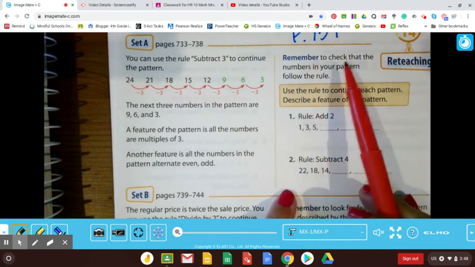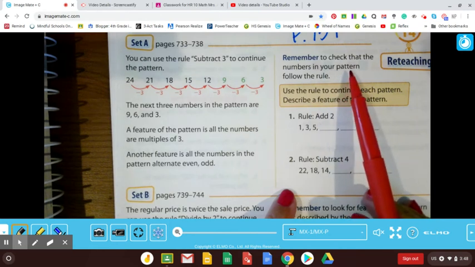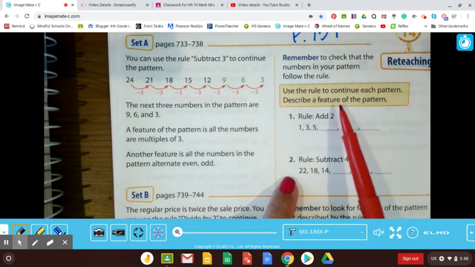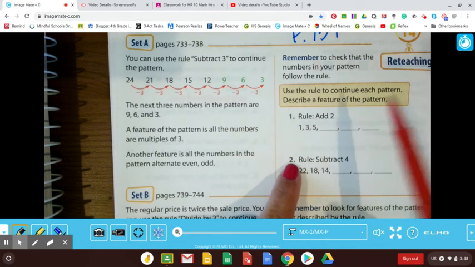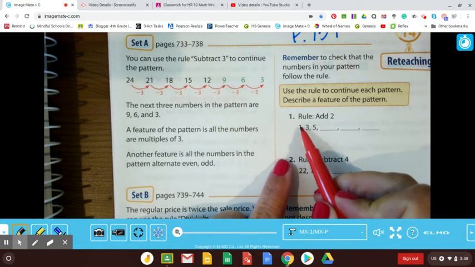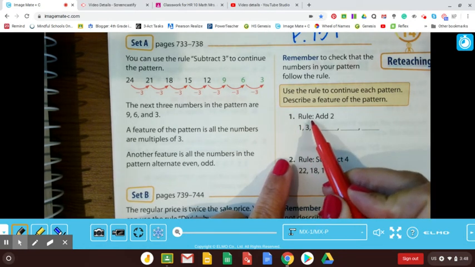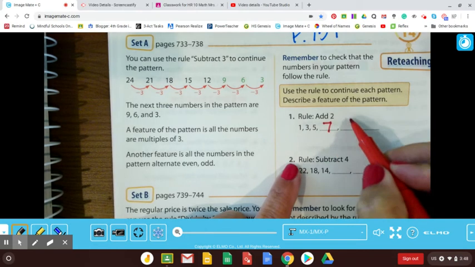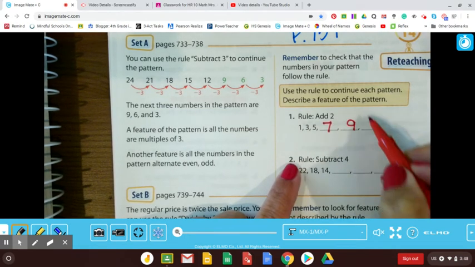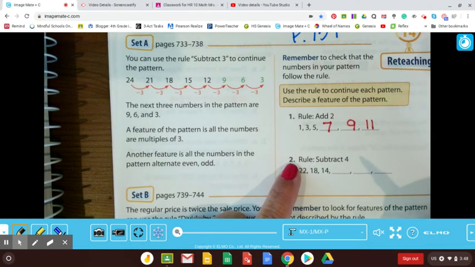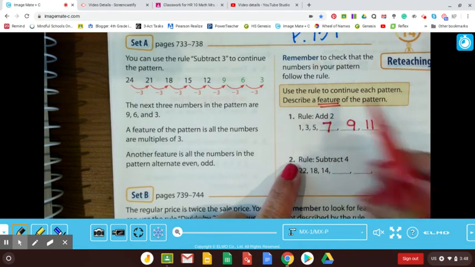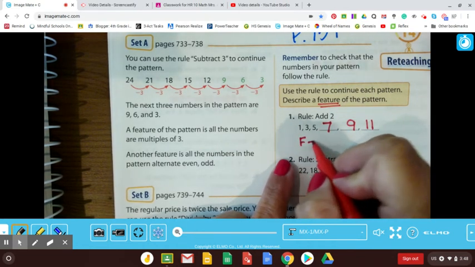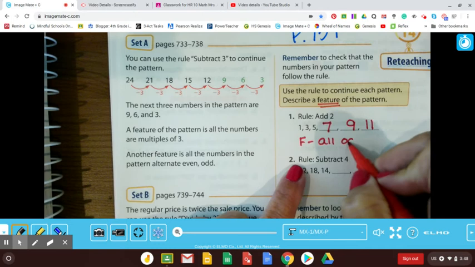All right, so now it's our turn to try it out. It says, remember to check that the numbers in your pattern follow the rule. Use the rule to continue each pattern. Describe a feature of the pattern. So let's see. The rule is add 2. So 1 plus 2 is 3. 3 plus 2 is 5. 5 plus 2 is 7. 7 plus 2 is 9. 9 plus 2 is 11. And don't forget, they want us to describe a feature. I guess one feature could be that all the numbers are odds.